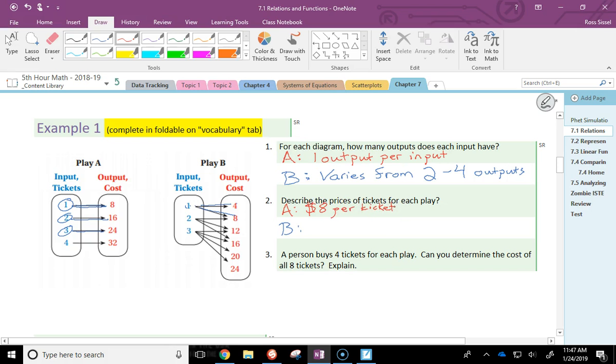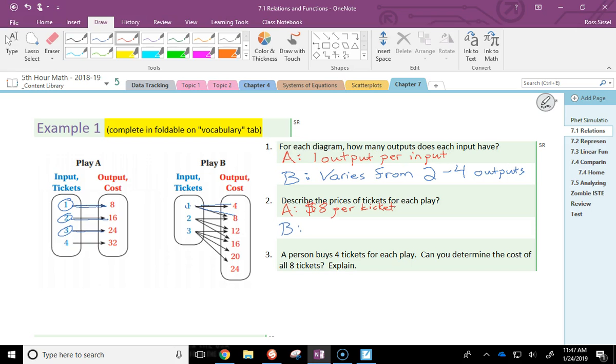An easy thing is, since each input went to only 1 output, when I bought 1, it equaled 8. So I could have seen it there, or I could have divided my output by my input. 16 divided by 2 is 8. So each one costs 8. But B isn't as simple. It varies. The output's going up by 4. I like that you see that. 4, 8, 12, 20, 24. But what about the price per ticket? It's going to vary. How do I know it's varying?